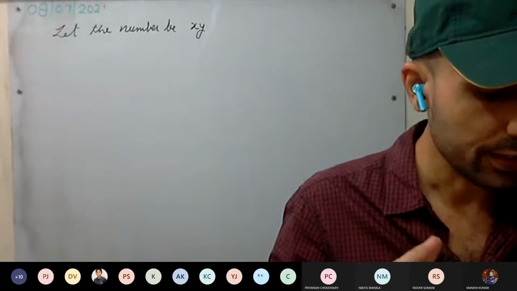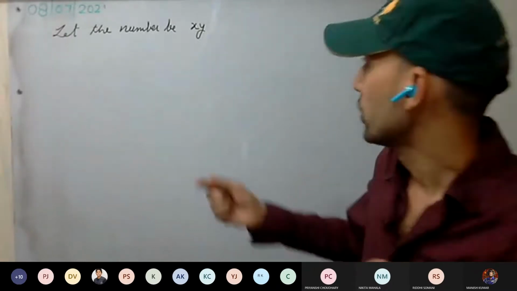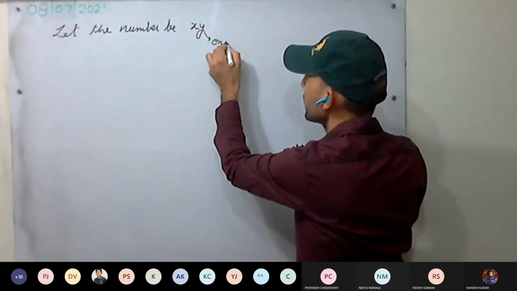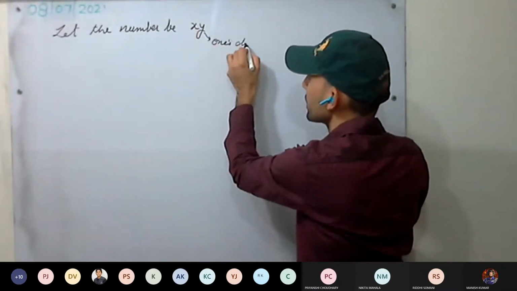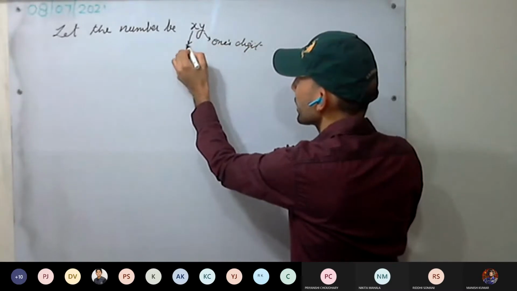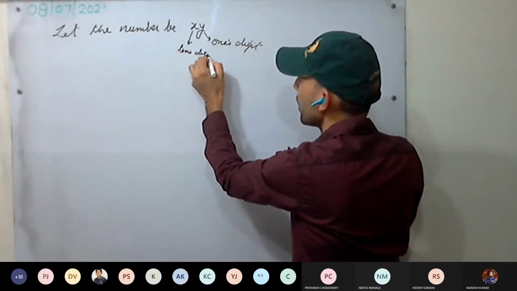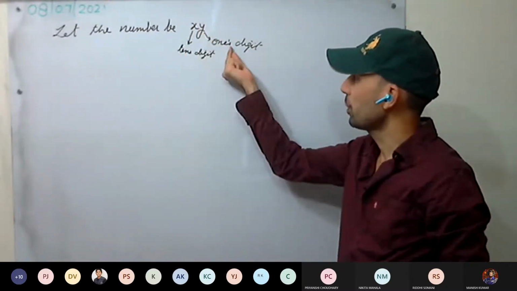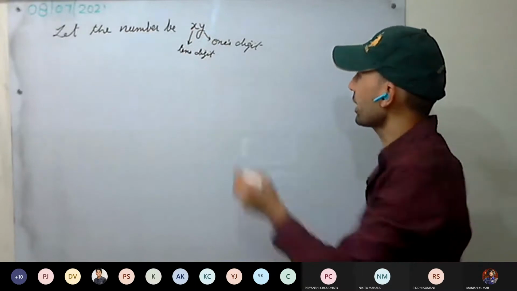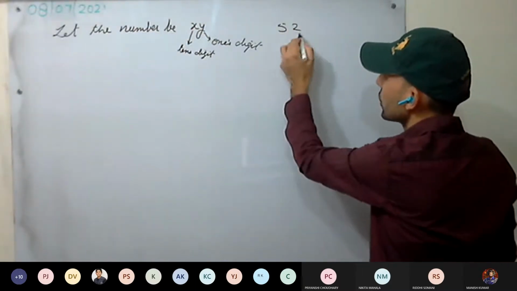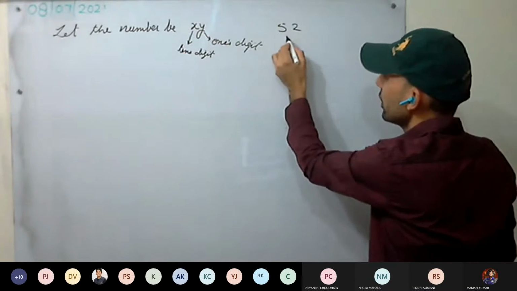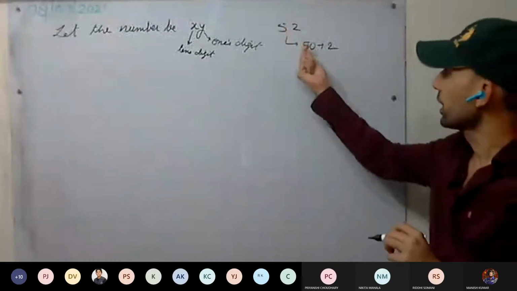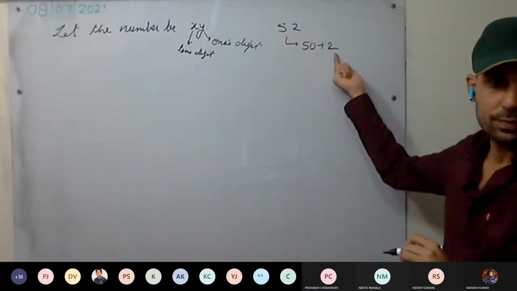The sum of the digits of a two-digit number is 5. So let the number be xy. It means here, y is ones digit, at units place, and x is tens digit, at tens place. Like for example, 52. 2 is at ones place. We can write this number as 50 plus 2. Yes or no? Place value. Yes, sir.